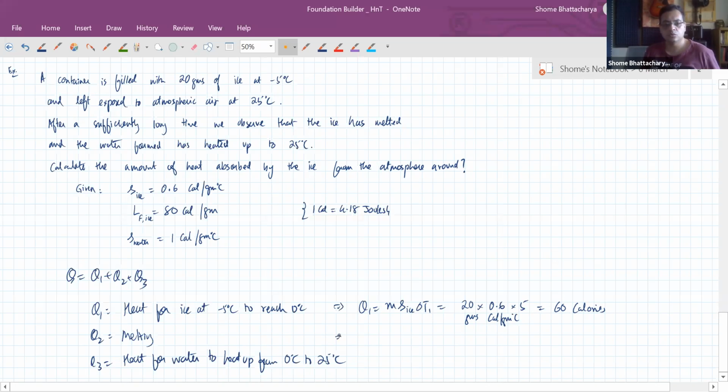Then Q2 will be M into latent heat of fusion for ice. So that will be 20 grams multiplied with 80 calories per gram. So that's 1600 calories. And finally, Q3 will be M into specific heat capacity of water into temperature change in this third process. So that is 20 grams into 1 calorie per gram degree C into 25 degrees C.